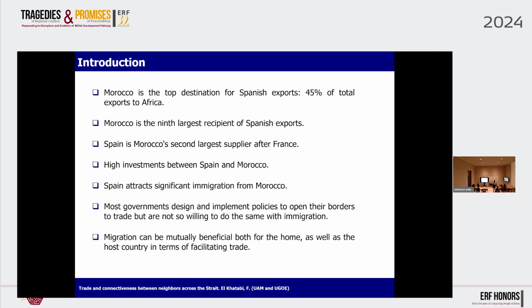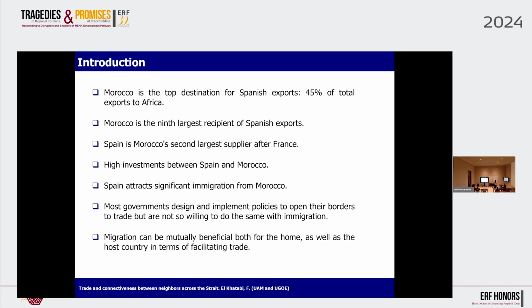As we can see, the economic data speaks for itself. Morocco is the top destination for Spanish exports in Africa, and 45% of the total exports going to Africa come here to Morocco, which is a huge percentage. Morocco is the major importer in the Middle East and North Africa region, and has consolidated as the 9th largest recipient of Spanish exports. Spain is also Morocco's second largest supplier after France, and there is high investment between both countries. There are around 20,000 Spanish firms operating here in Morocco.